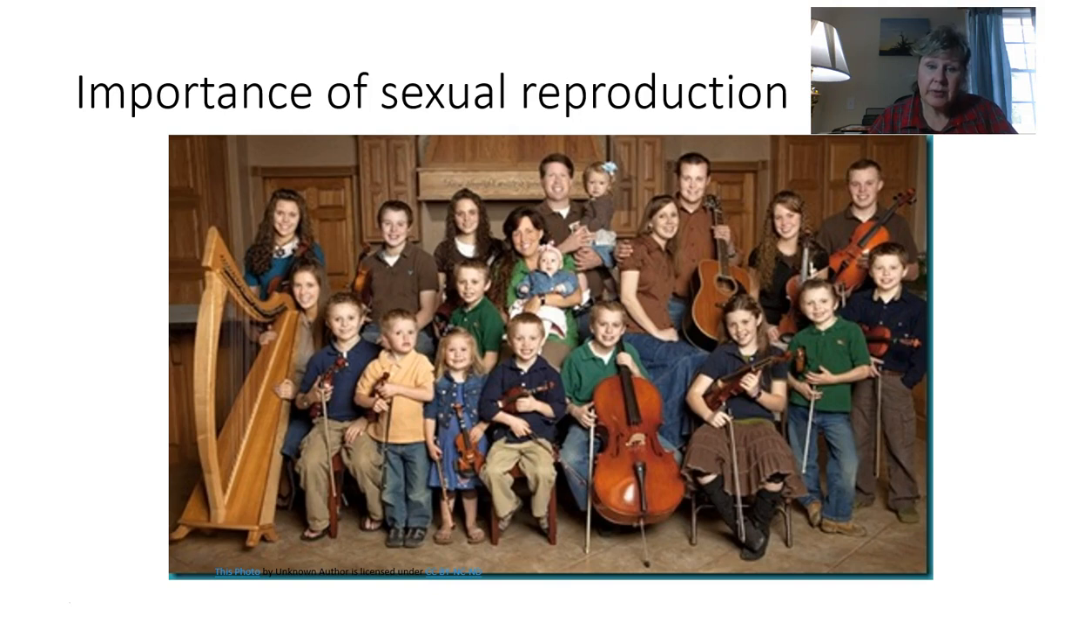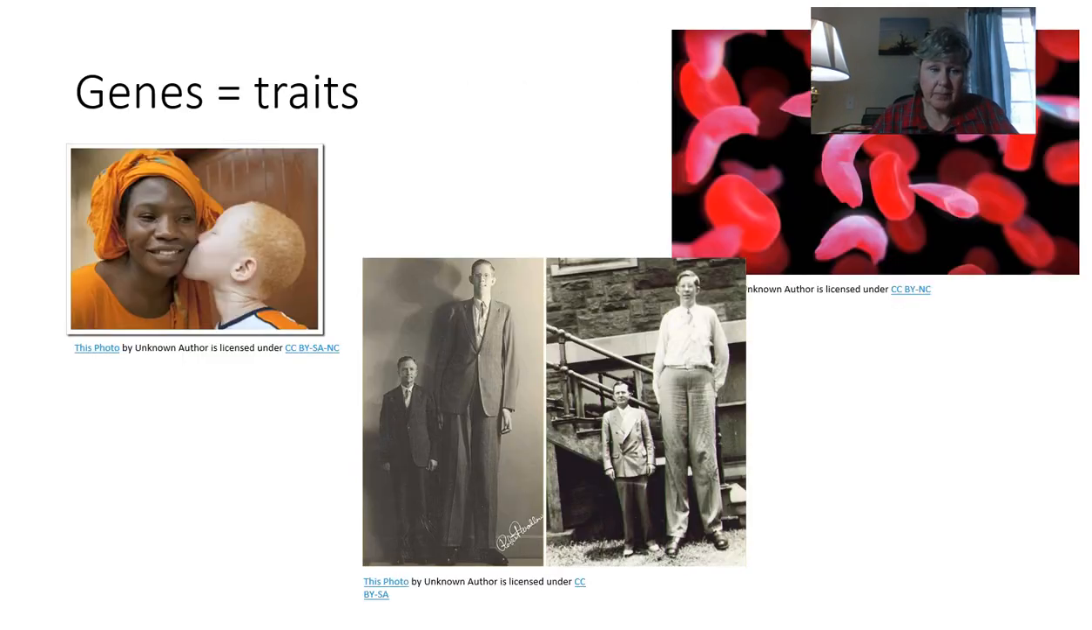So this shows the importance of sexual reproduction. You get variety in your offspring, and you're hoping that this variety will increase the survival rate of at least some of your offspring. So that's the importance of sexual reproduction.